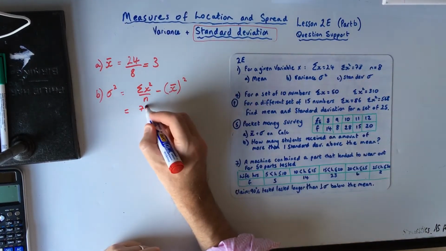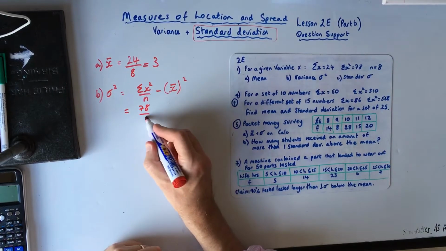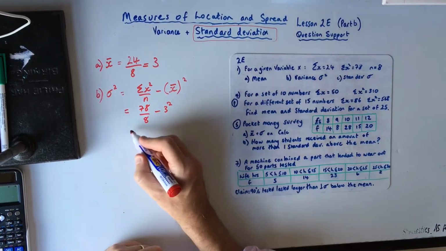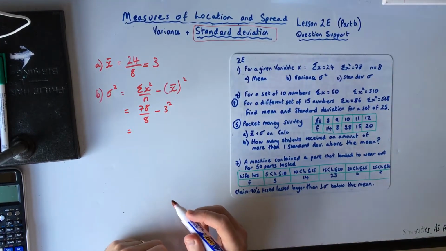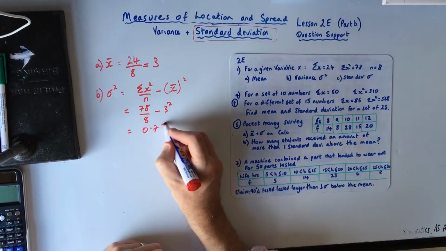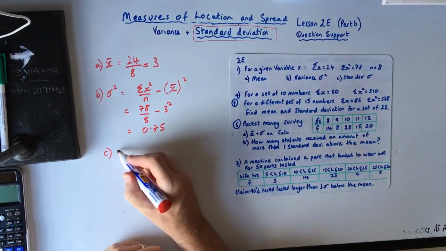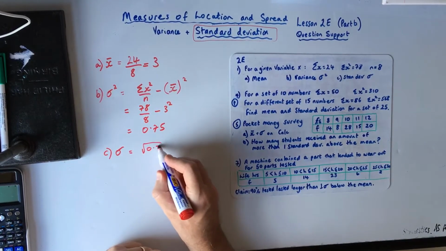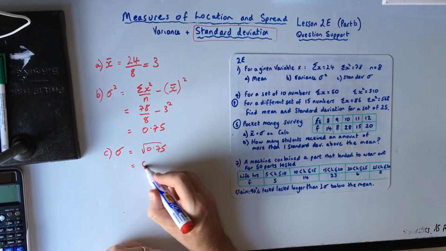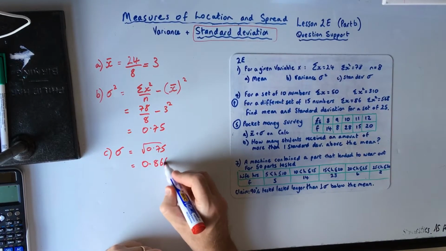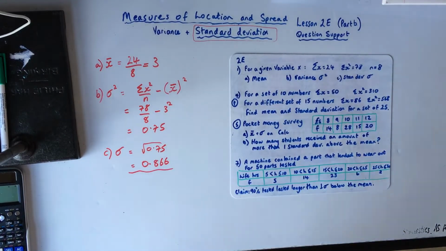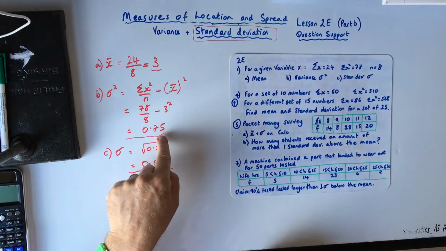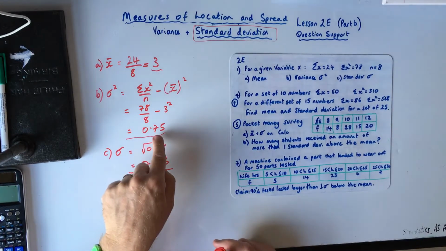So we're going to go 78 divided by 8 and minus 3 squared, which is 9. If we put all of that into a calculator, I did it before, it gives you 0.75. And the standard deviation is just the square root of that. So 0.75 square rooted gives you 0.866. Okay, so the mean is 3, the standard deviation is 0.75. Sorry, the variance is 0.75.